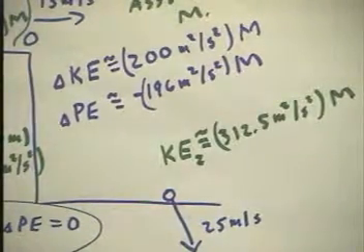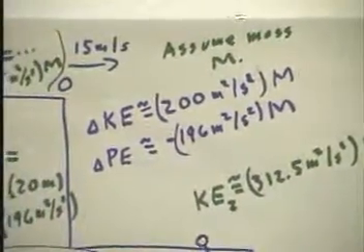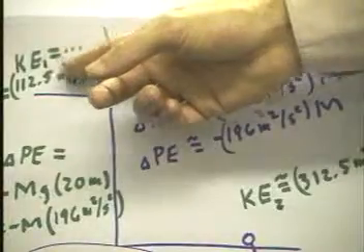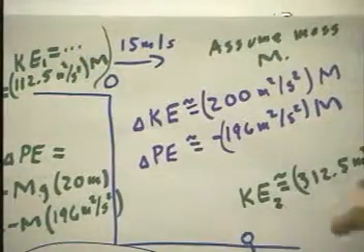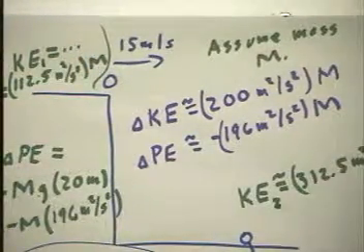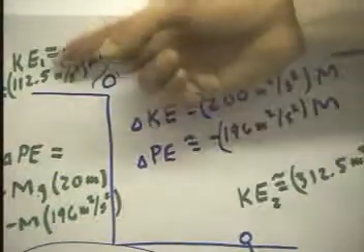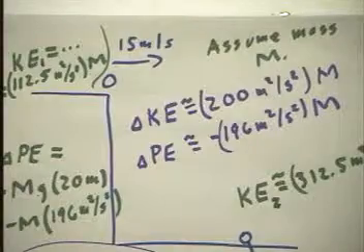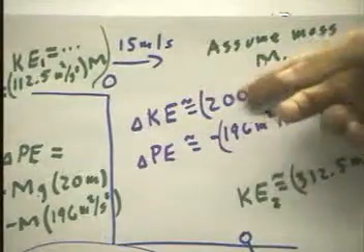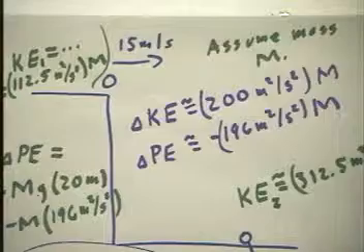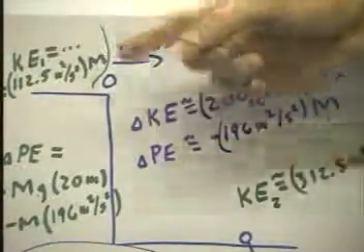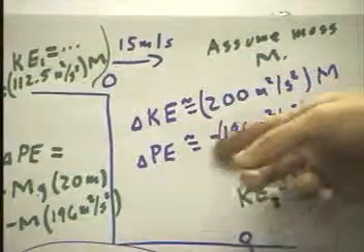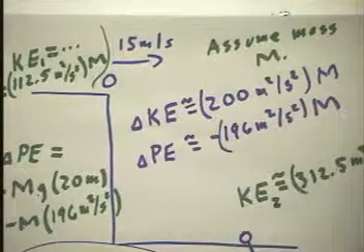In any case, we see what? The change in kinetic energy is from 112.5 meters squared per second squared times m to 312.5 meters squared per second squared times m. Well, from 112.5 to 312.5 is a change of 200. So our kinetic energy changes by 200 meters squared per second squared times m, just this one minus this one. Our potential energy changes by negative 196 meters squared per second squared times m.